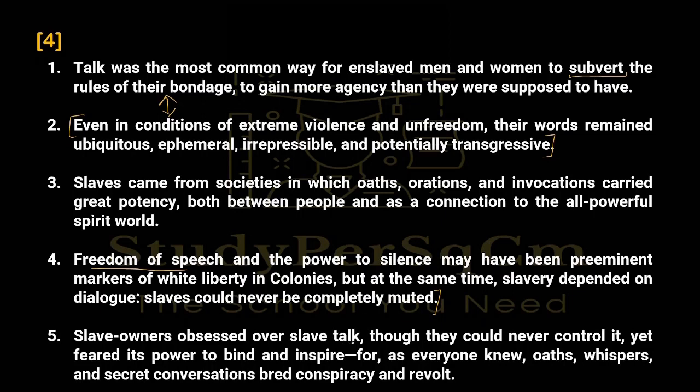Slave owners obsessed over slave talk, though they could never control it, yet feared its power to bind and inspire, for as everyone knew, oaths, whispers, and secret conversations spread conspiracy and revolt. Now, conspiracy and revolt is related to freedom, and we're talking about slavery here, we're talking about freedom, we're talking about speech, we're talking about talks. So, this is also an extension to the same idea that we talked about earlier. So the only sentence which is different is the third sentence because it is not at all talking about freedom. So this is going to be an odd one out sentence.